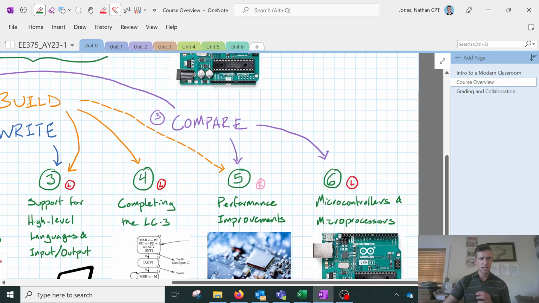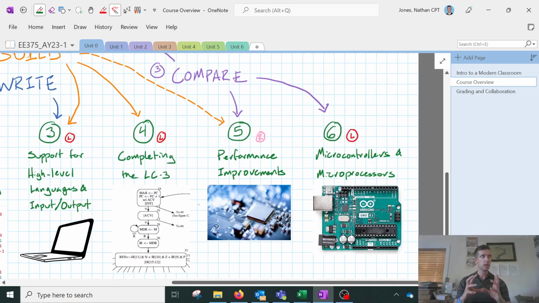There's a little dashed line here coming from this build objective, because although we're not going to implement the pipelining and the caches at the level of detail that we've previously implemented the LC3, we're going to use the LC3 as our example processor, and I'll show you in at least block diagram fashion how we might add these performance improvements to the LC3.